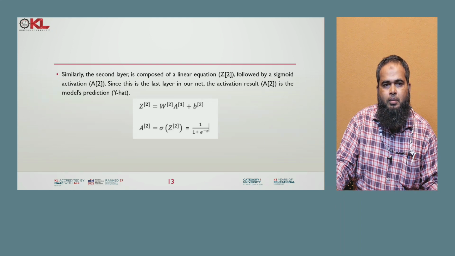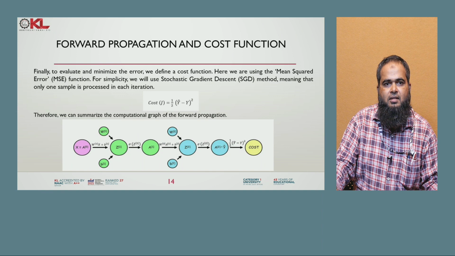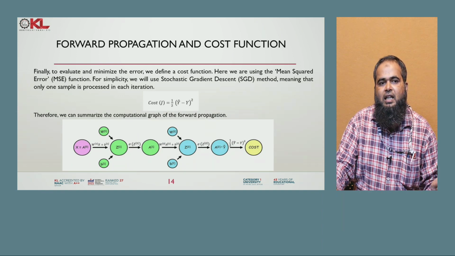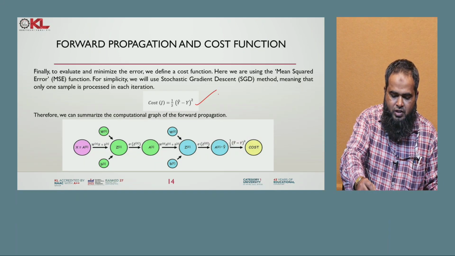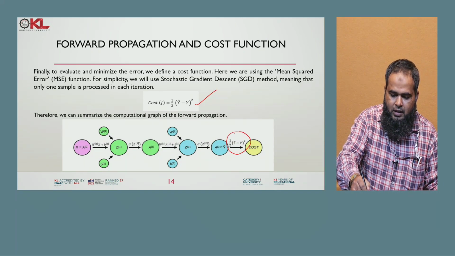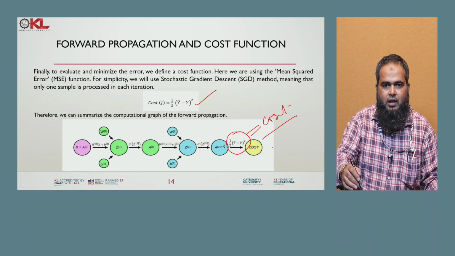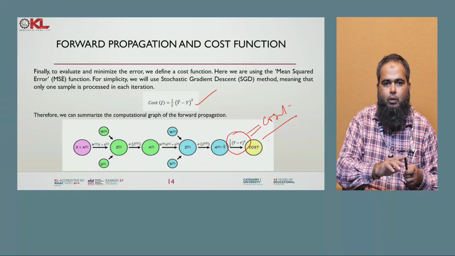that will be calculated as Z2, and A2 is calculated as well. The forward propagation and cost function is graphically represented like this, where we have to calculate the cost function, and this is the cost function where we have to find the error and reduce the error with the help of this formula.